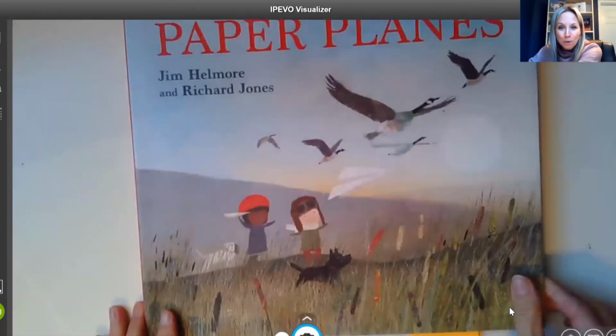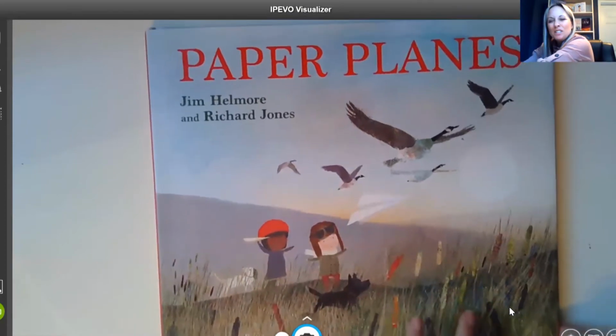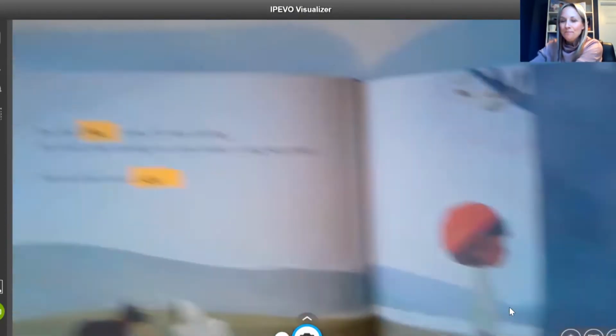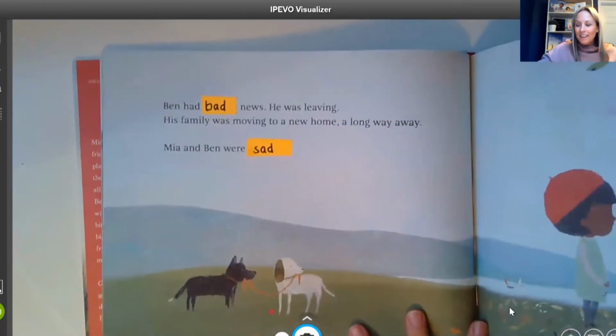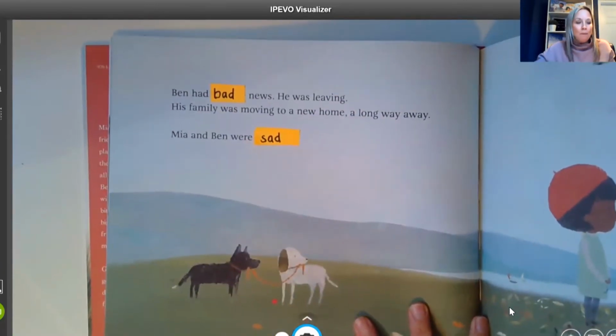So I found a page in our Paper Planes book that had some words that had some shades of meaning. I want to see if we can figure out the shades of meaning and maybe think about why the author chose the words that they did. So let's read this page here.